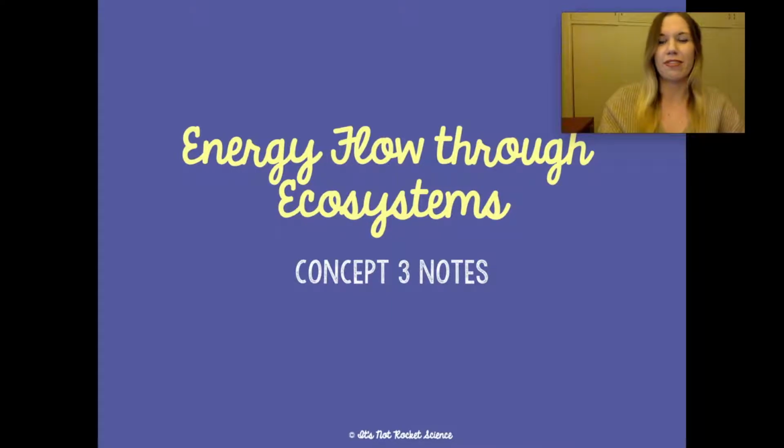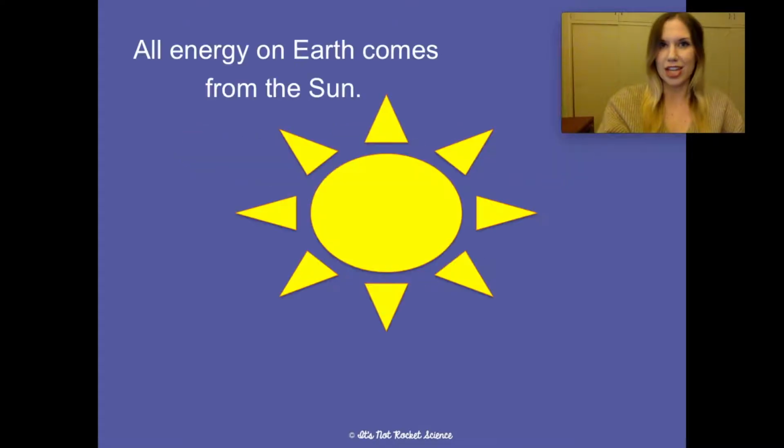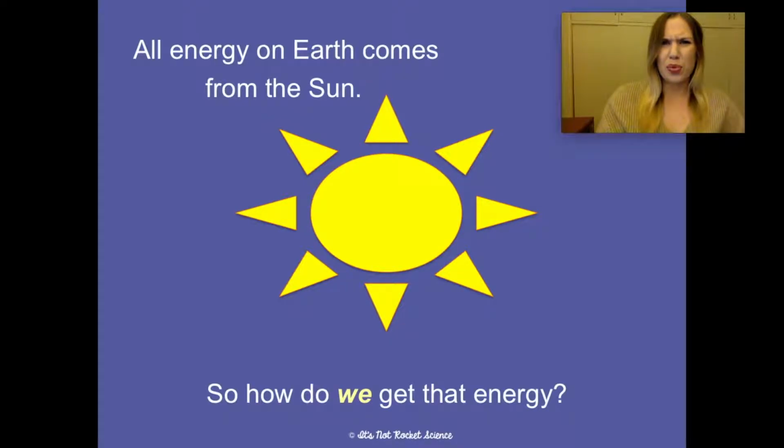So how does energy flow through ecosystems? Let's get going. All energy on Earth comes from the sun. The whole question that we are looking to answer in this unit is, how do we get that energy? If all energy on Earth comes from the sun, we already know we can't just walk into the backyard, put on a bathing suit, sunbathe, get tan, and then somehow obtain energy.